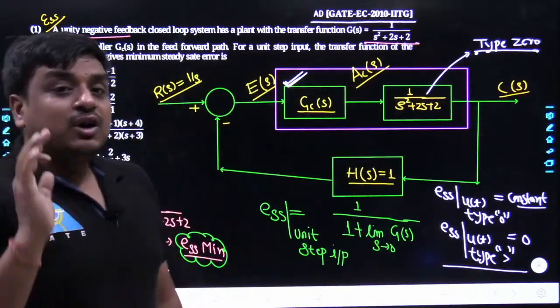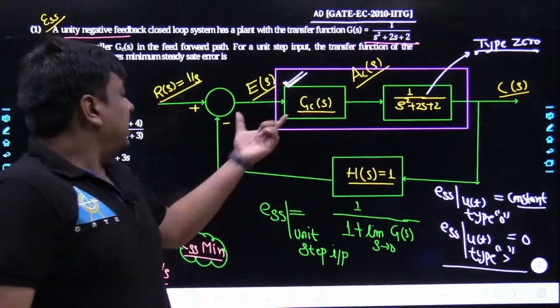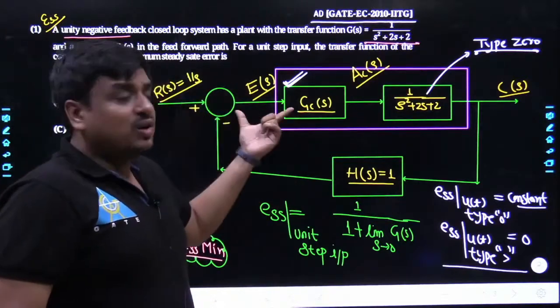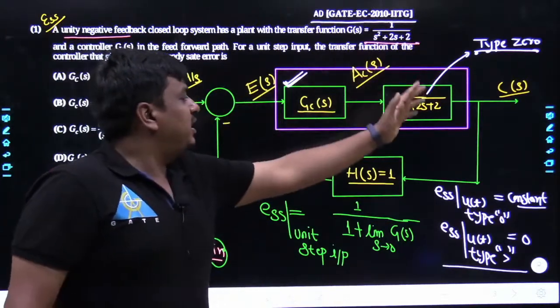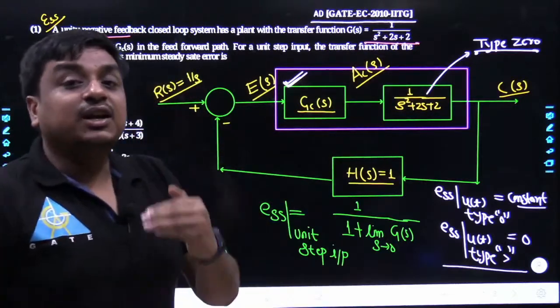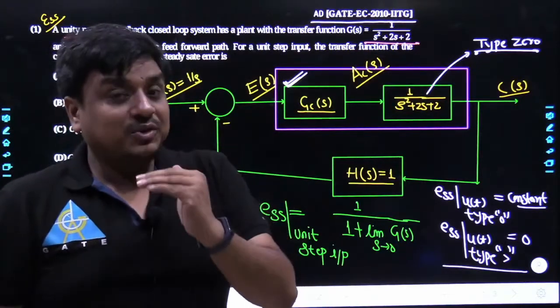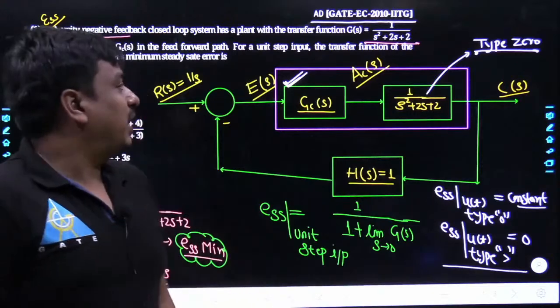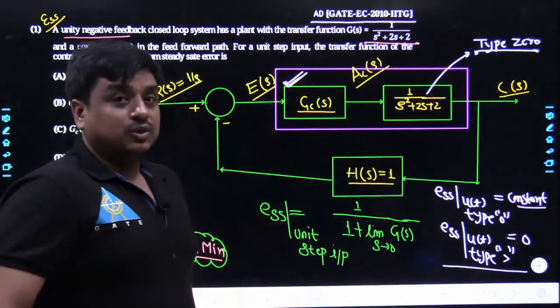So what I would ask from each one of you, select the value of GCS in such a way that the complete GS, now the type gets increased to 1, 2 or 3. It should not be 0. If it becomes 1, 2 or 3, by default the ESS would become 0. Agreed with what I am saying?